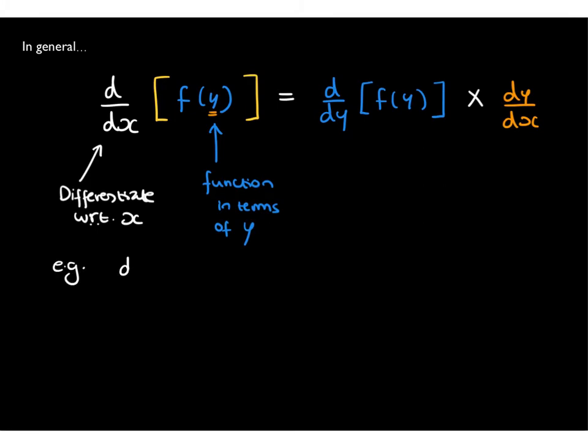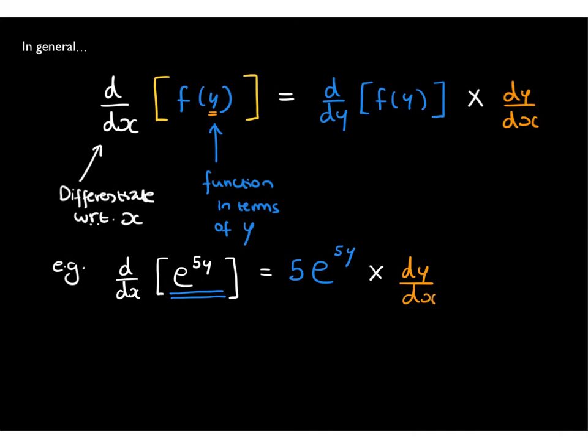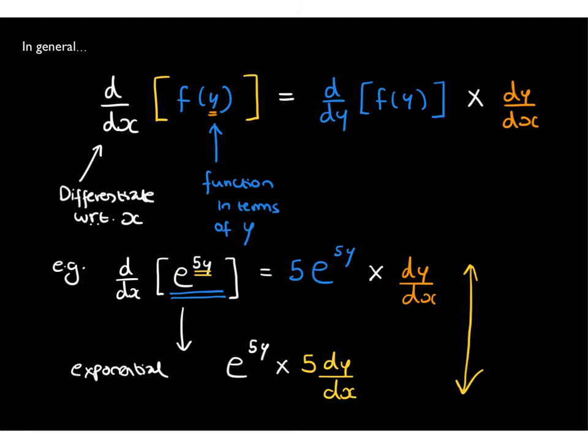So for instance, d by dx of e to the 5y, well, let's look at the blue part, which tells us to just differentiate this overall function with respect to y. We know that's 5e to the 5y, but we then need to multiply by dy by dx. So the rule applies very easily. Now, if you're not that keen on using the rule, then just do what we've been doing previously, where you look at this, it's exponential, and we know exponential functions differentiate themselves, so you'll get 5e to the 5y. You then need to multiply by the derivative of this inner function, which is 5y, and that will give you 5 dy by dx. So you get exactly the same answer, just thinking about it in a slightly different way.